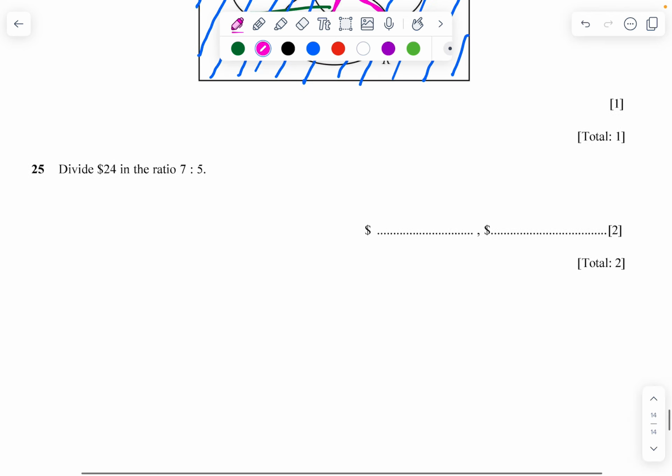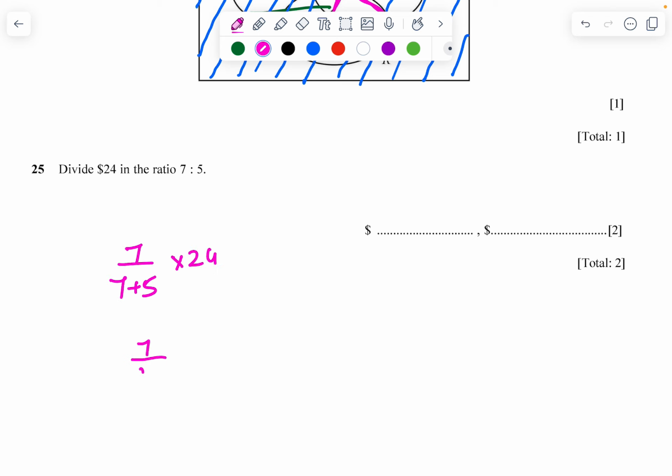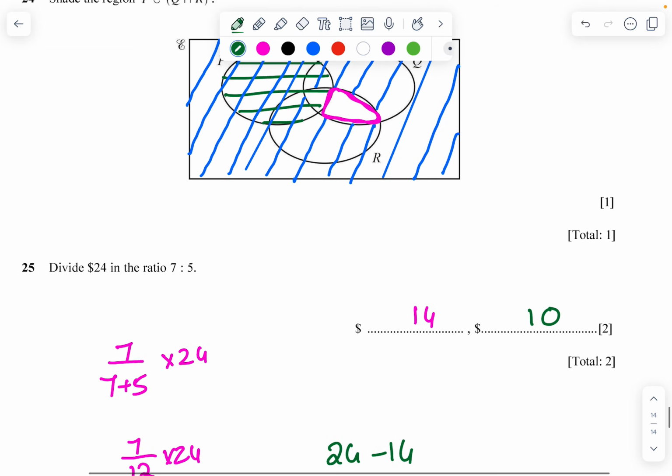Then divide 24 into the ratio 7:5. 7 upon 7 plus 5 times 24, which is 7 upon 12 times 24, which is 14. Another part will be 24 minus 14, which is going to be 10. That's going to be the answer.